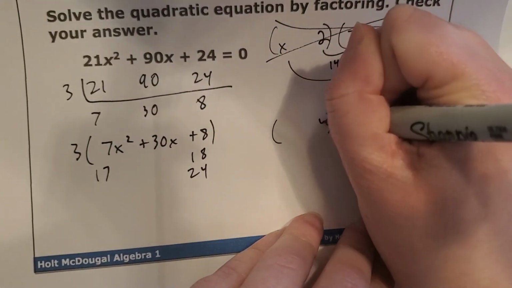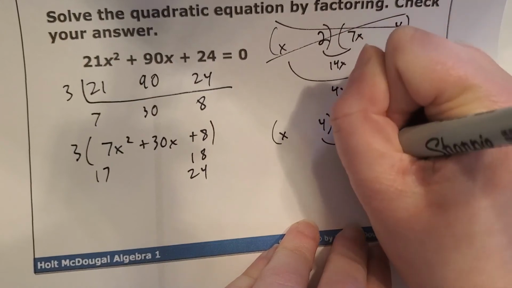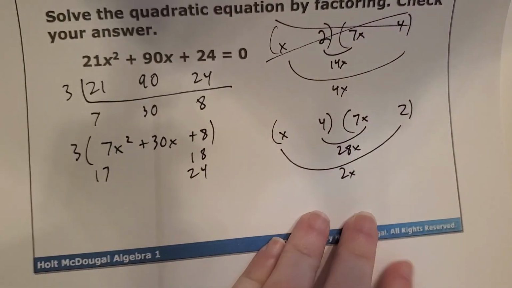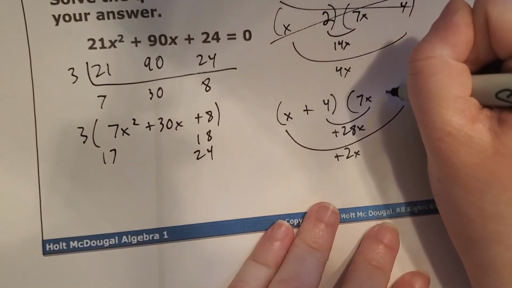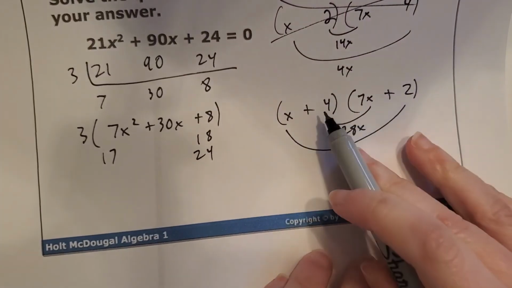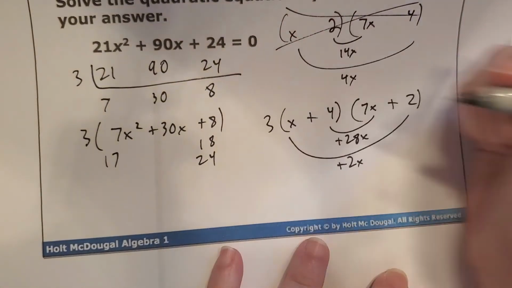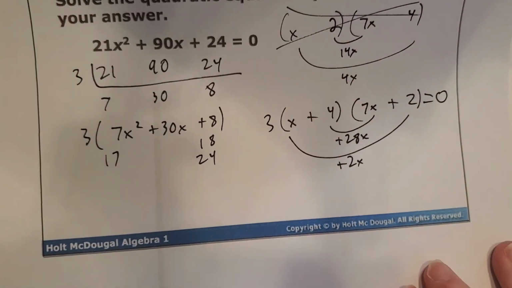If we switch them, this is 28x, this is 2x, and that would get us positive 30 if they were both positive, which means these signs would both have to be positive. 4 times 2 is positive 8. That's good. Don't forget the GCF equals 0. And then we're going to solve it.